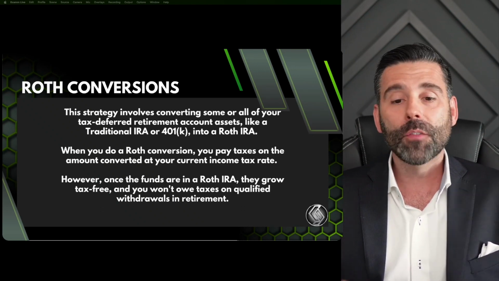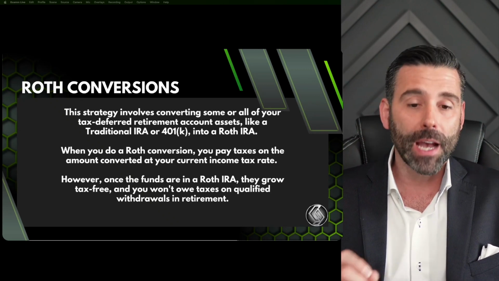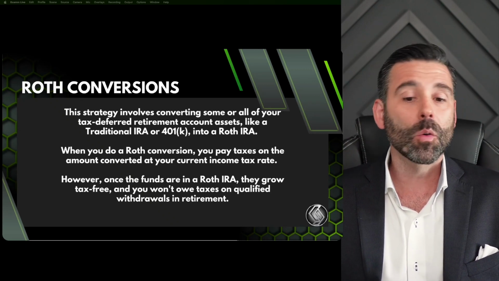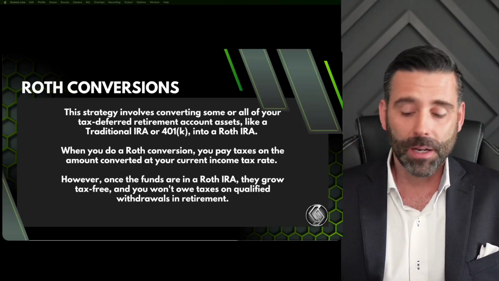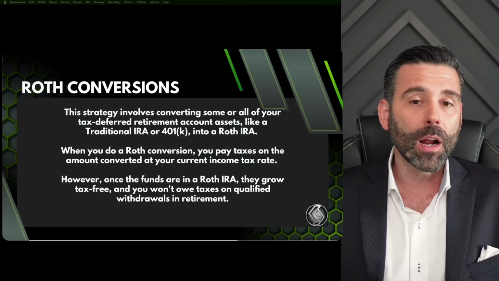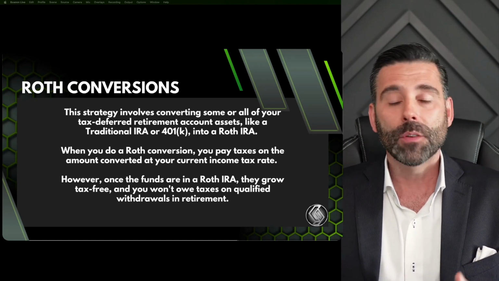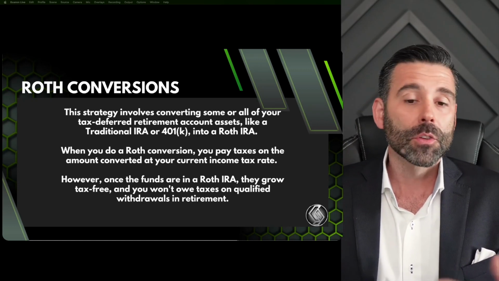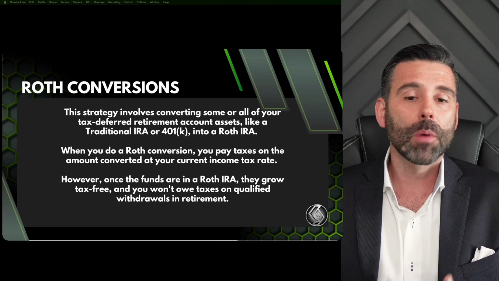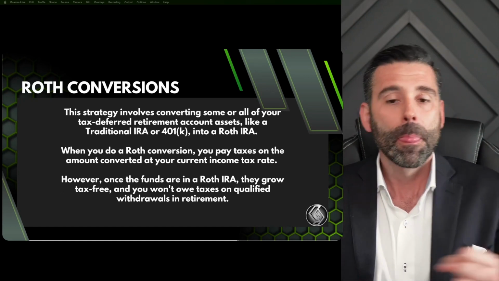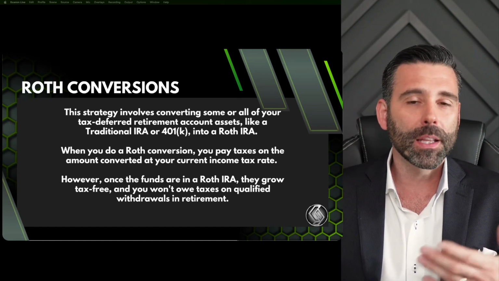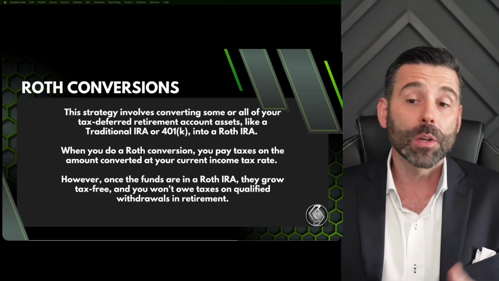However, once the funds are in the Roth IRA, they grow tax-free, and you won't owe taxes on qualified withdrawals in retirement. Another benefit is there's no required minimum distributions on Roth IRAs. So this can be a very powerful strategy if you're not 73 yet, and you have not started taking required distributions, to really think about moving some money from your pre-tax accounts to your Roth IRAs to give you another bucket to pull from in case you have a situation like I had just mentioned there.